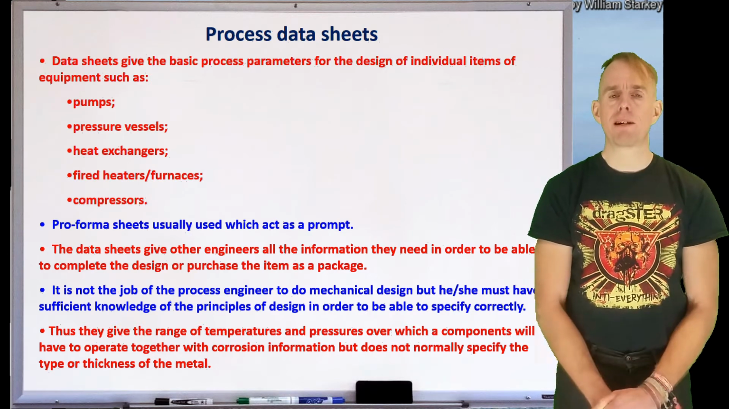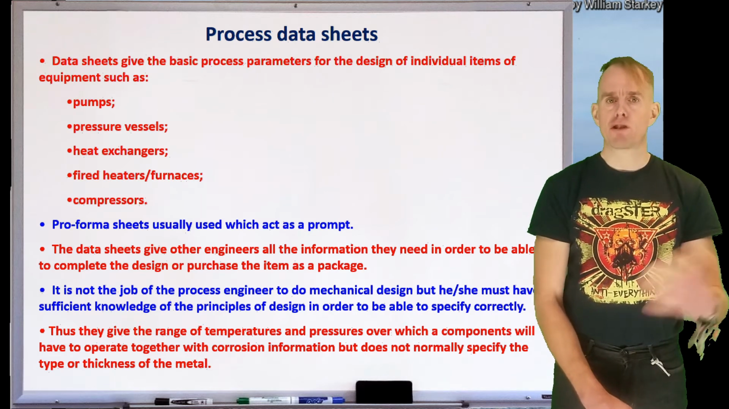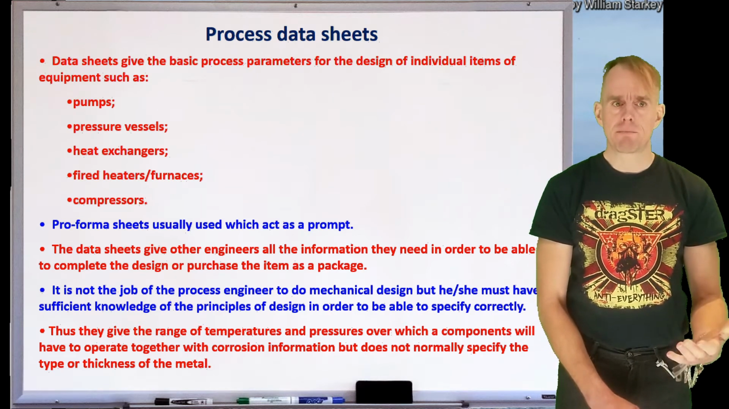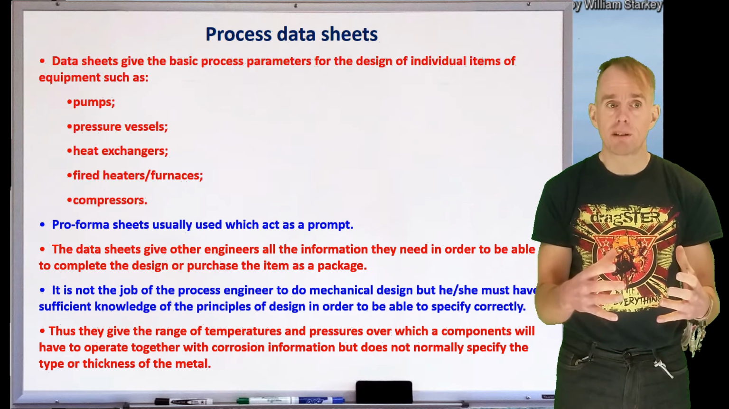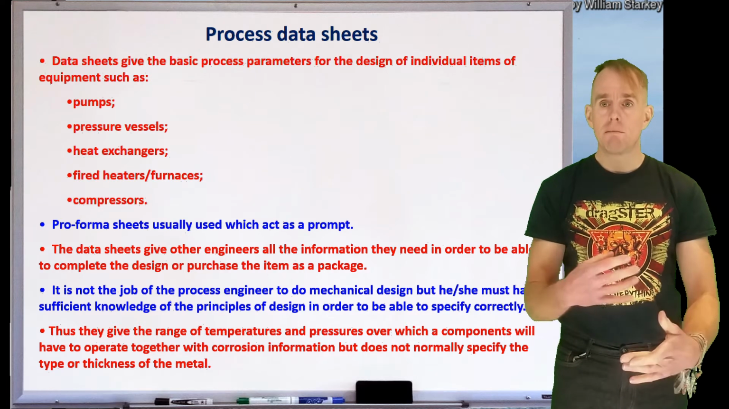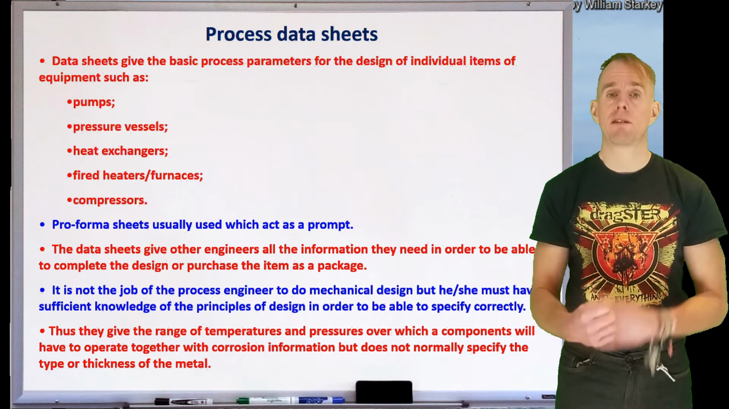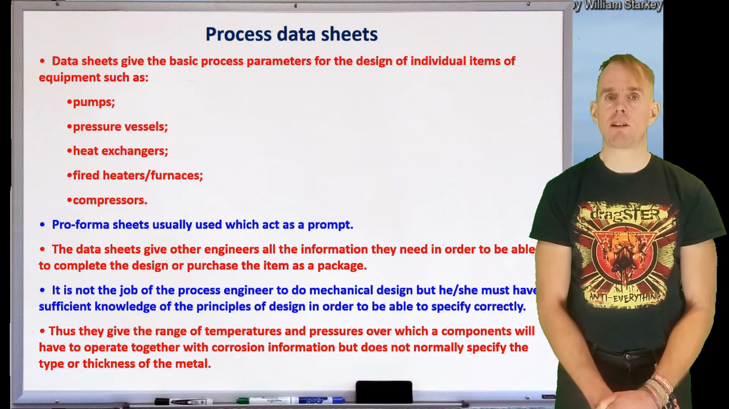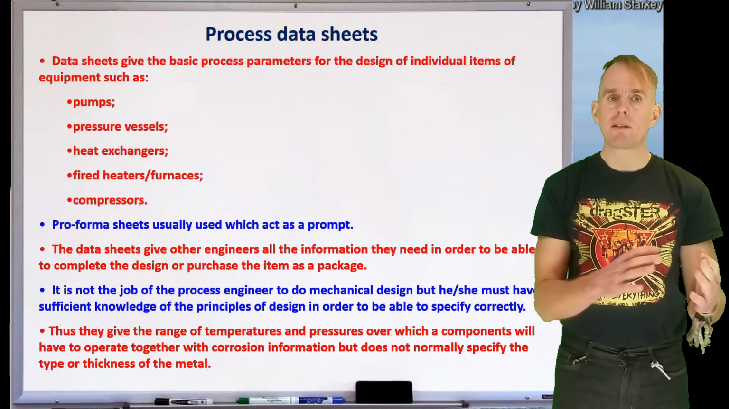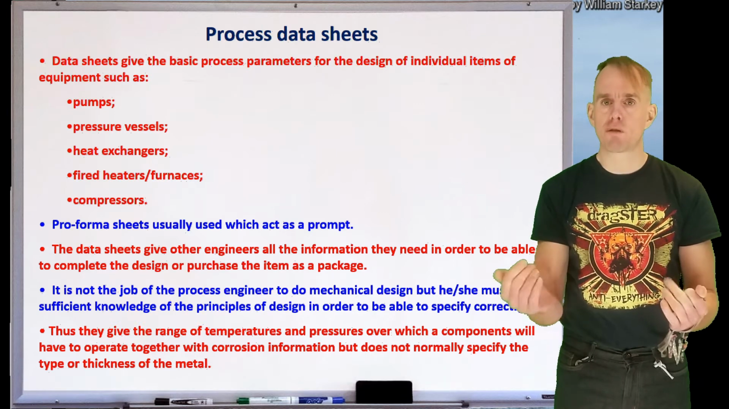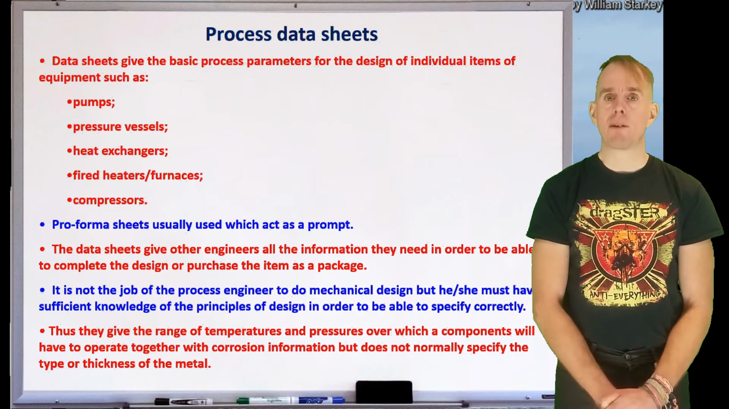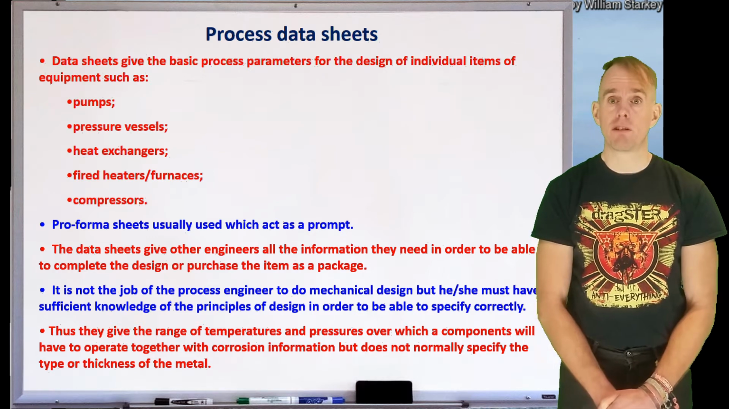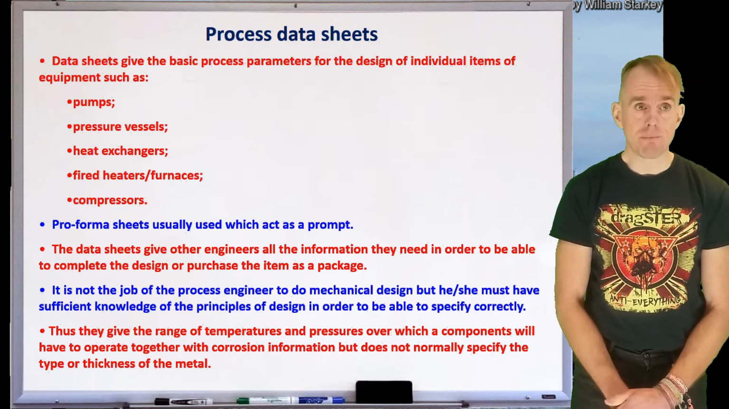So the other information you'll need is things like the temperature range, the pressure range, and what other components go together to assist the design to work. You're not usually, although you can, specifying the type of material or the thickness of material and so forth. But the mechanical engineer, when looking at the temperature range, the pressure range, and the required corrosion allowances, can also make those decisions for themselves.